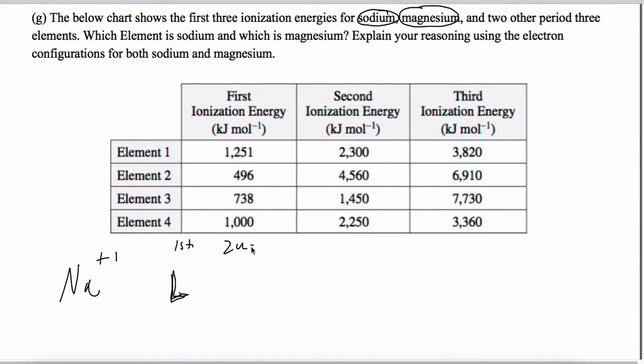But all the subsequent ionization energies, all the way down to the 11th, are going to be high values. So we're going to see a big jump between the first and the second. That is element 2. So we know that sodium is element 2 in that case.